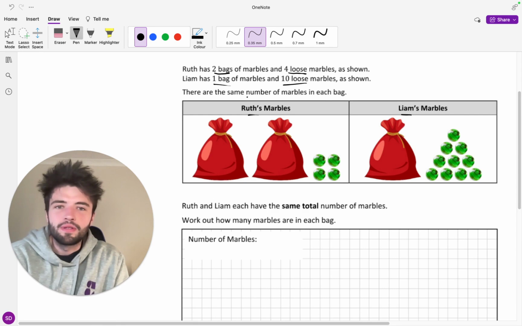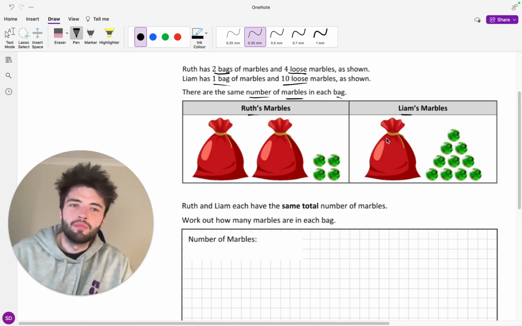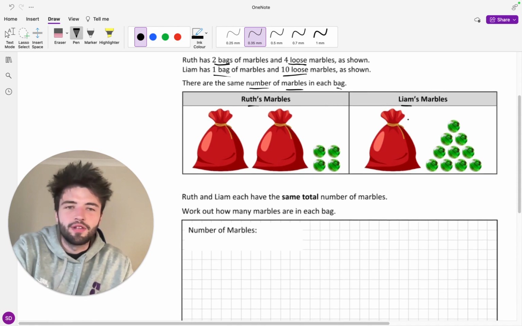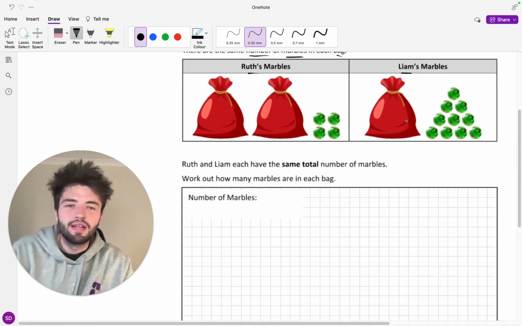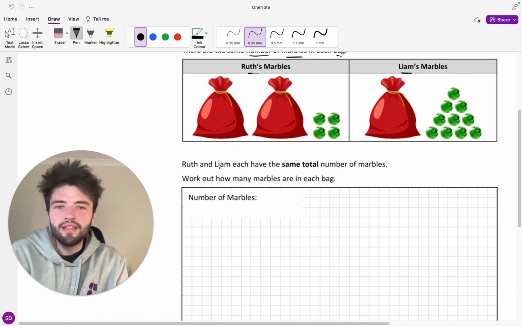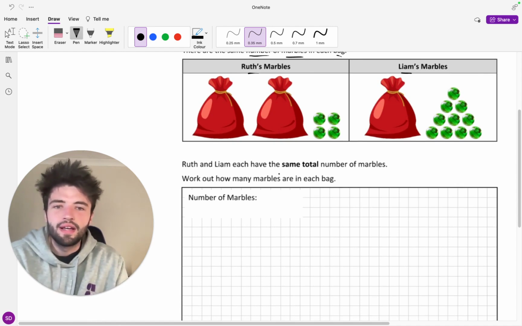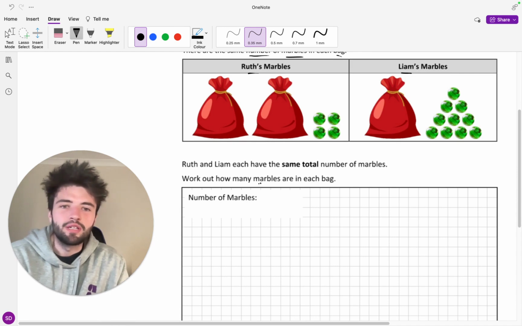And we're told that there is the same number of marbles in each bag. And so you see all these red bags and they all have the same number of marbles inside. So we don't have to worry about there being different marbles for Liam and for Ruth in these bags. And for our question, we're asked basically to find out how many marbles are in each bag if they have the same total number of marbles.